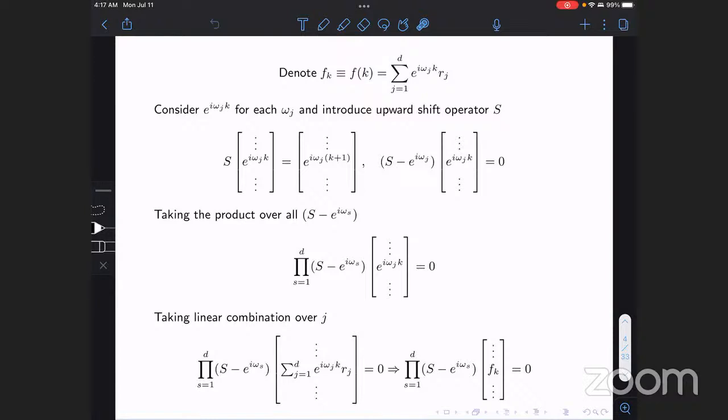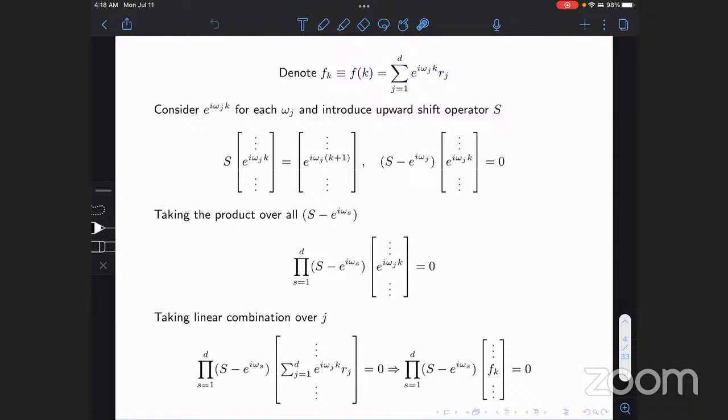Now let's take the product over all these terms, S minus e to the i omega_j. Because one of them is going to kill this vector and make it 0, and all these terms commute with each other, if you take the product and apply it to this vector, it's also going to give you 0. Now, the key observation is that when you take the product, this whole product itself is independent of this j now, right?